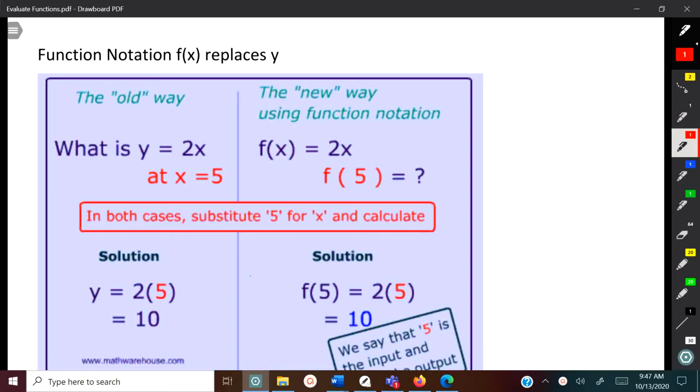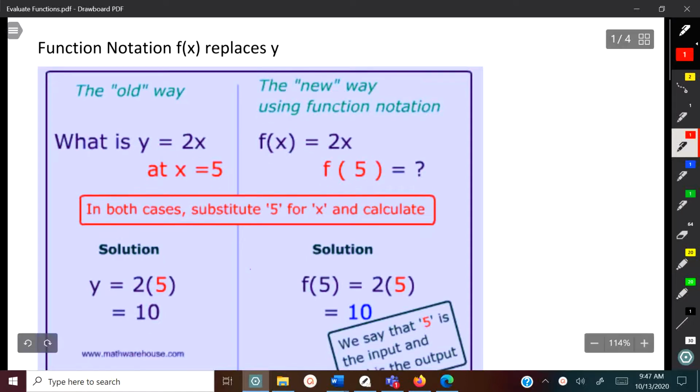Today we're looking at evaluating functions and using function notation. First I want to talk about what function notation is in a real simple way. Basically, to sum it up, it replaces y, but gives a lot of options for notating what a function is and what we're doing to that function. Okay, so let's take a look at an example.